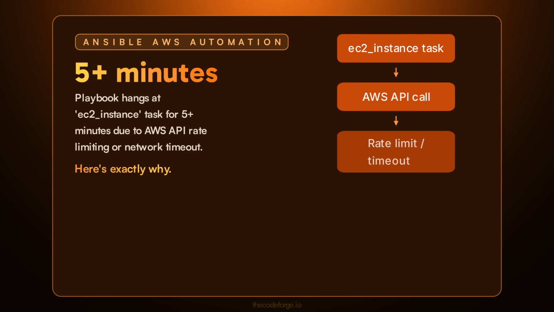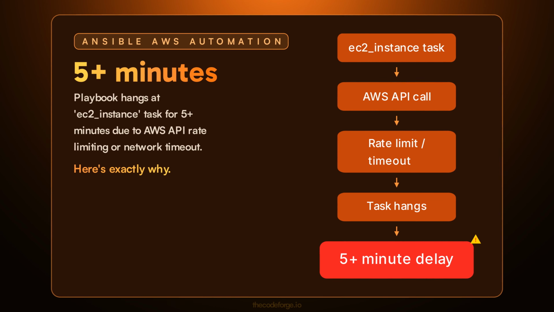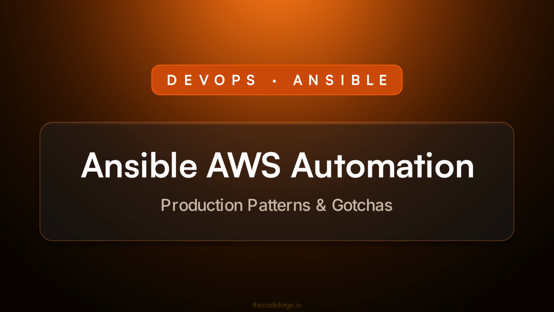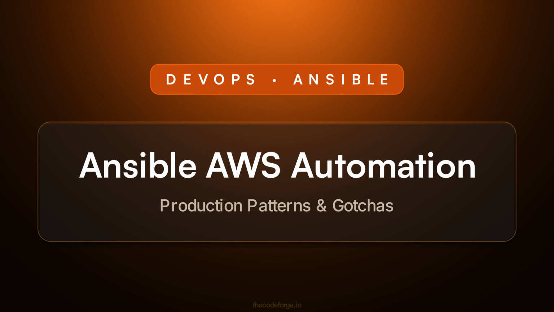Your Ansible playbook just hung for over 5 minutes at the EC2 instance task. The culprit? Amazon Web Services API Rate Limiting or a network timeout. Let's break down Ansible Amazon Web Services Automation, how it works, and the exact mistake behind that failure.